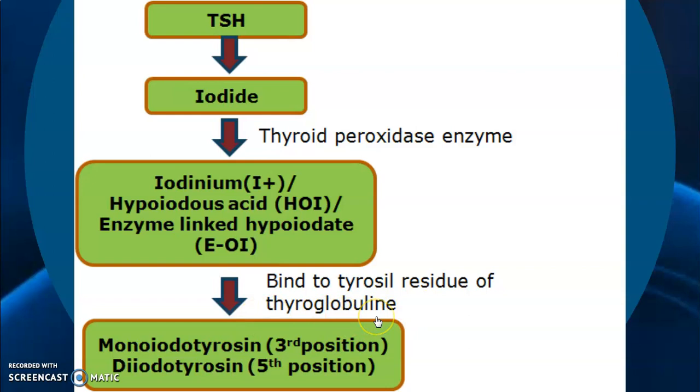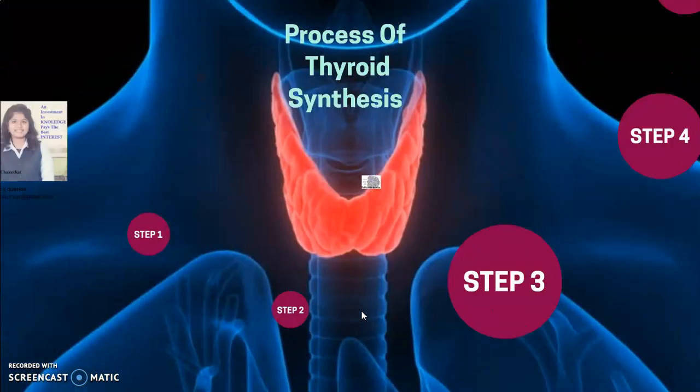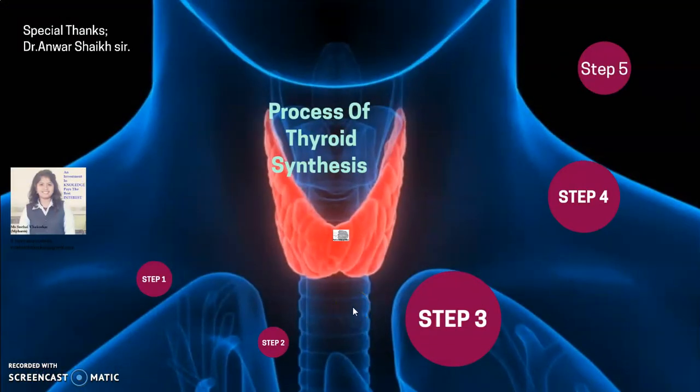If that binding takes place at the third position, then the molecule we get is called monoiodotyrosine. And if the iodinium binding with the thyroglobulin takes place at the 5th position, then we get the diiodotyrosine residue. The captured iodide is carried across the membrane by the pendrin transporter, and its oxidation is carried out with the help of the thyroid peroxidase enzyme, which is also called an oxidizing agent. With that we completed our second step.